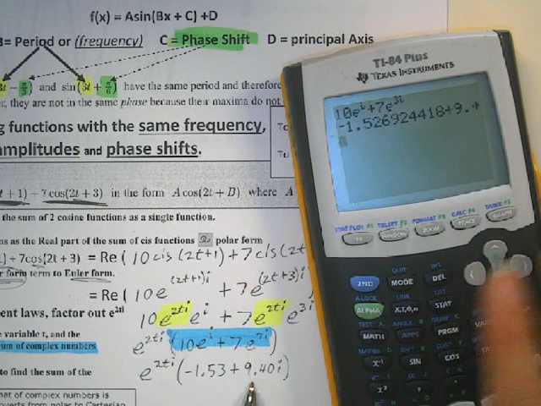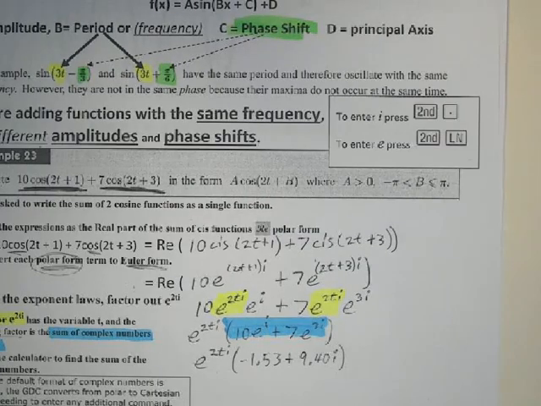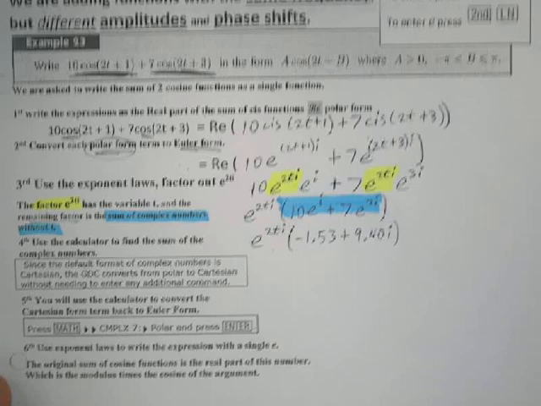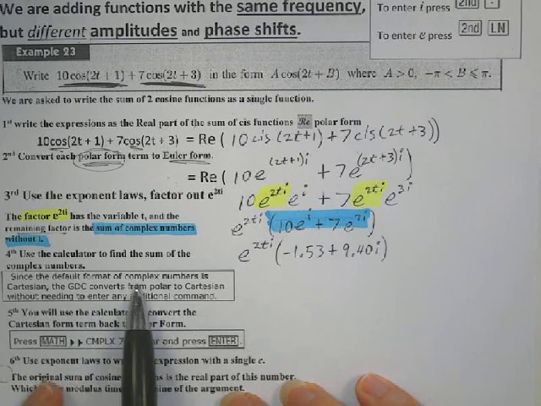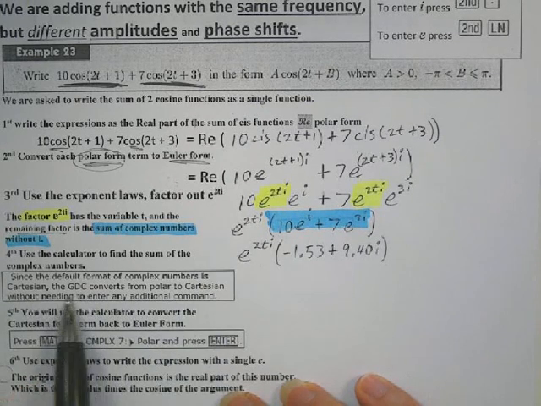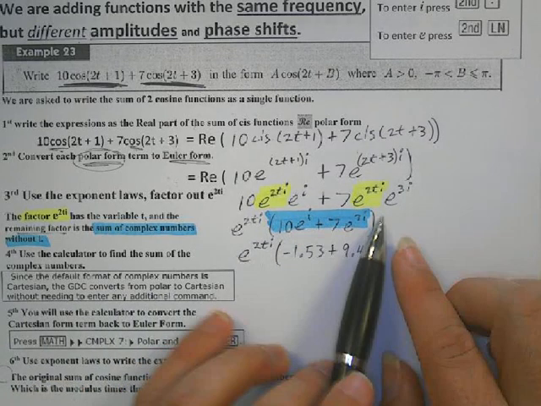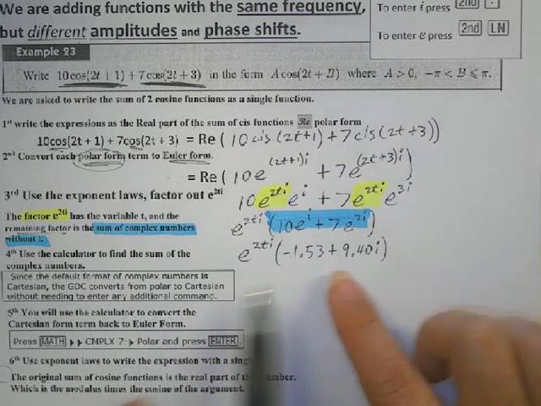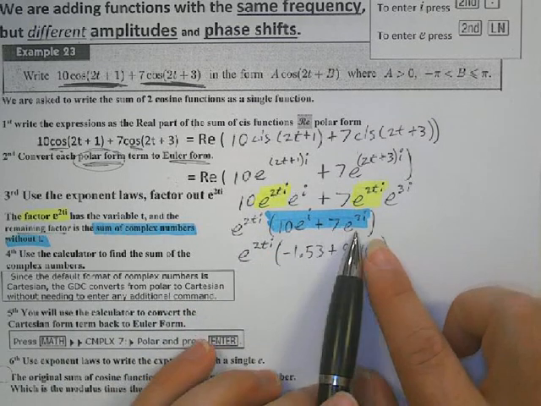Okay, so just like the instructions here say, since the default of the calculator is complex numbers, the graphing calculator is going to convert this sum and write it out in Cartesian form. Okay, all I had to do was type this in, and then I hit enter.